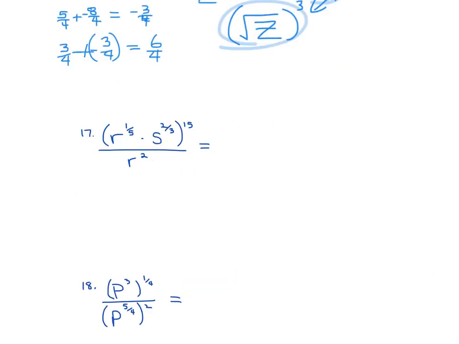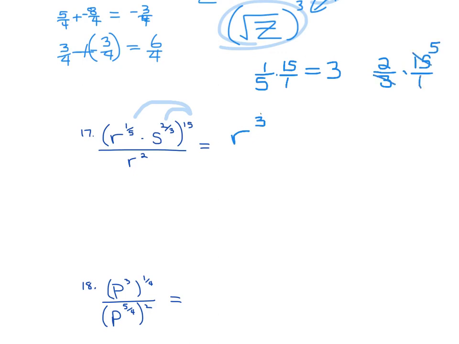Next one, I'm going to do the power to the power. So I'm going to multiply 15 times 1/5 and 15 times 2/3. So when I multiply 1/5 times 15 over 1, I get 3. So I have r to the third power so far. And then I'm going to multiply 2/3 times 15. I'm going to simplify diagonally, and I get s to the 10th power. I still have my r squared at the bottom.